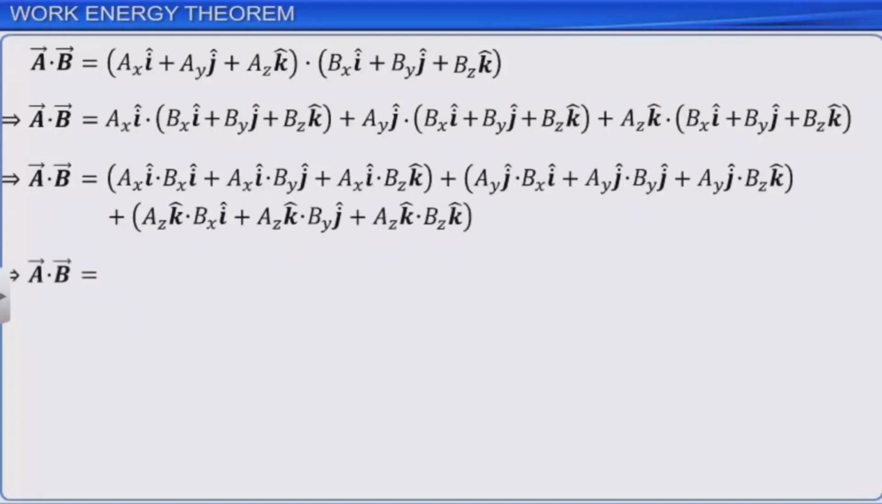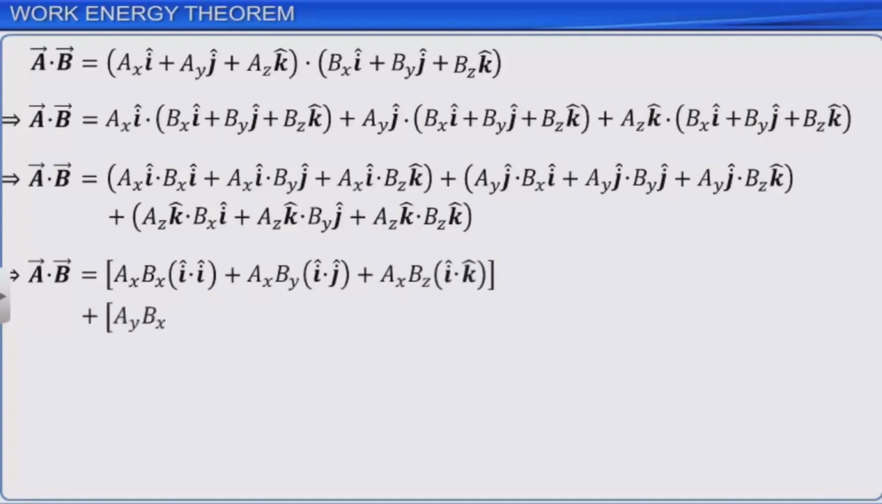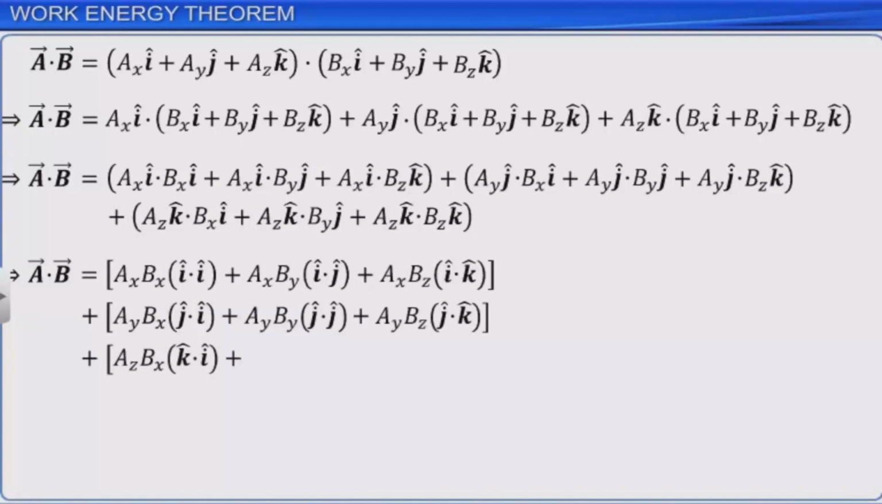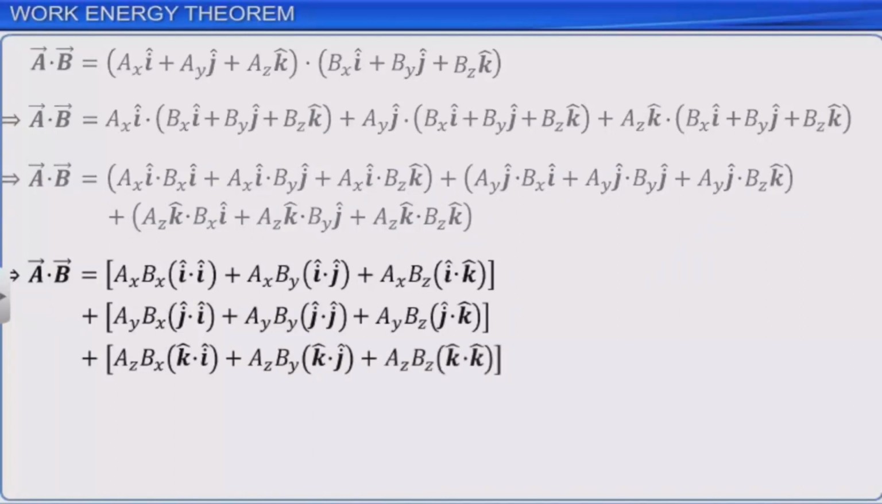which is equal to AxBx into I dot I plus AxBy into I dot J plus AxBz into I dot K plus AyBx into J dot I plus AyBy into J dot J plus AyBz into J dot K plus AzBx into K dot I plus AzBy into K dot J plus AzBz into K dot K.